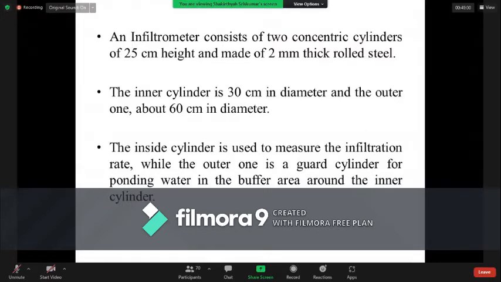So the diameter of the inner cylinder is 30 centimeter and the outer cylinder is 60 centimeter. The total height of these two cylinders is 25 centimeter. Of that, 10 centimeter you have to insert into the soil and 15 centimeter is above the ground level. And the thickness is 2 millimeter. So you have to take the reading in the inner cylinder.